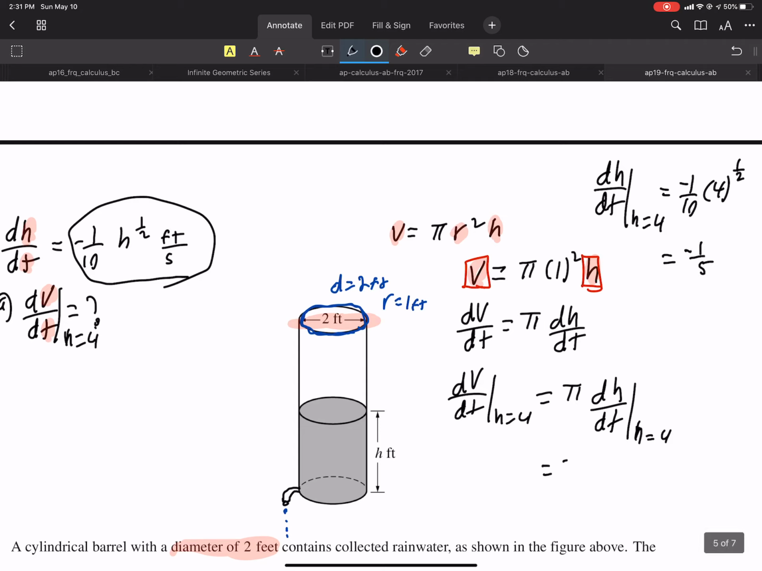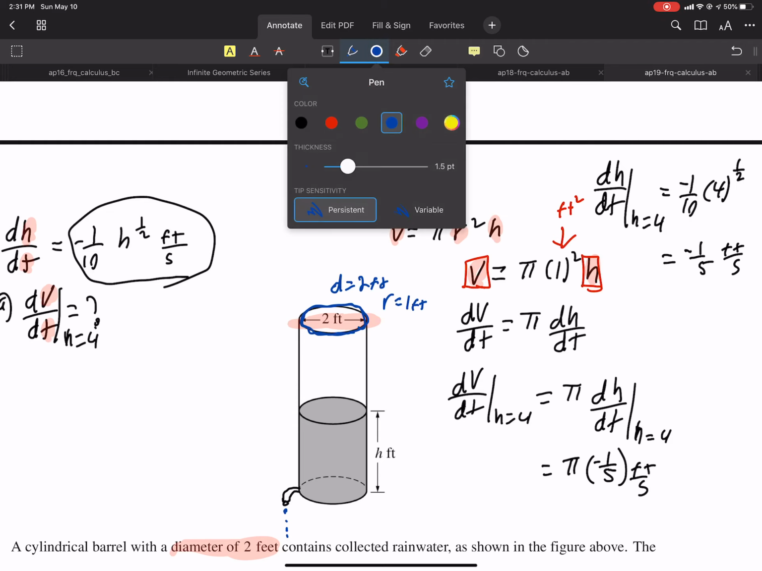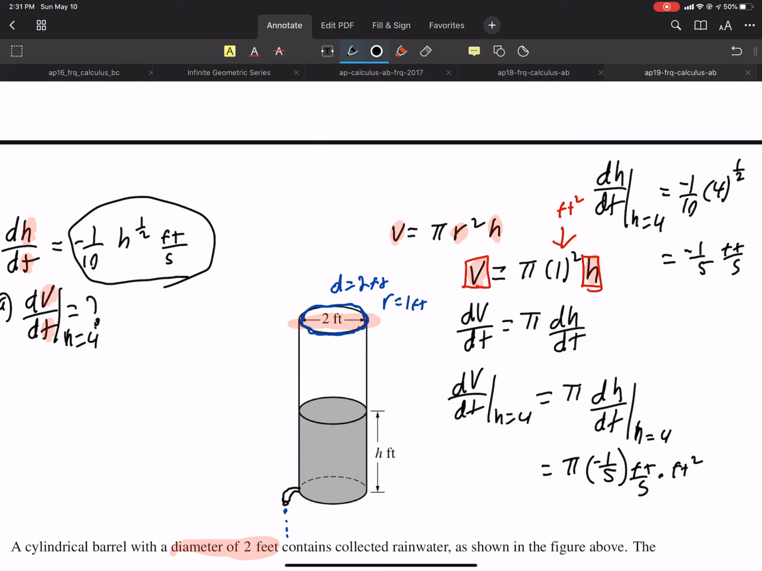So it's going to equal pi times negative 1/5, and the unit of dh/dt was feet per second. So this will be feet per second, but the units of this guy here, that was a radius, that's going to be square feet. So if we bring that down to the work we just did, we also have square feet. So we get negative pi over 5 cubic feet per second, and that should totally make sense because the volume is cubic feet. Therefore, that change of volume has to be in cubic feet, and the time units are seconds. So that is part A.